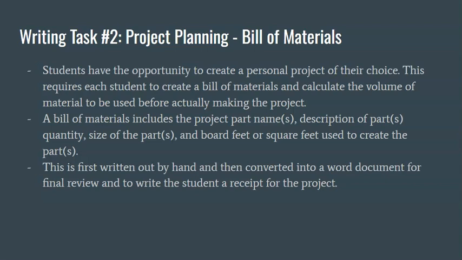So this does require a lot of extra work on the student's part, including creating a bill of materials and calculating the volume of material that's going to be used to actually figure out how they're going to make their project and what the project's going to cost. So a bill of materials includes project part names, descriptions of parts, the quantity and the size of those parts, and of course the volume of material, which is a calculation that's done either in board feet or square feet, depending on the material. So this is first written out by hand.